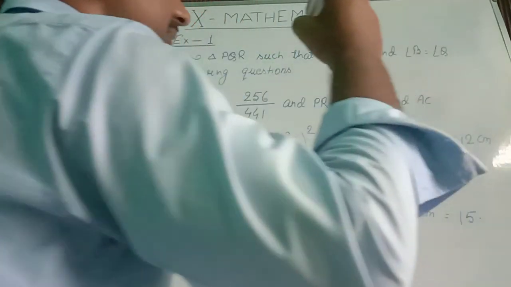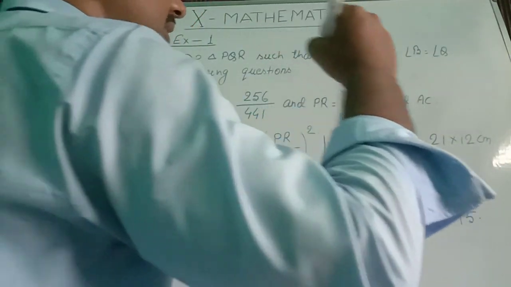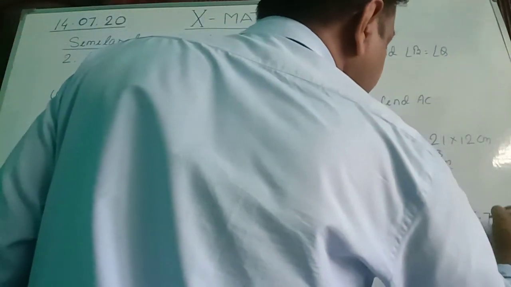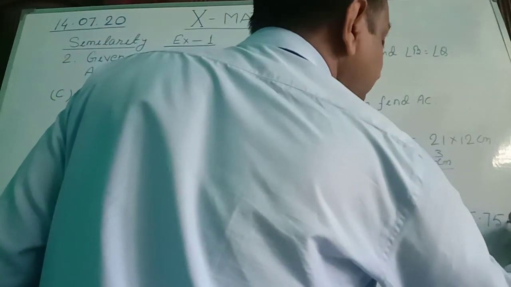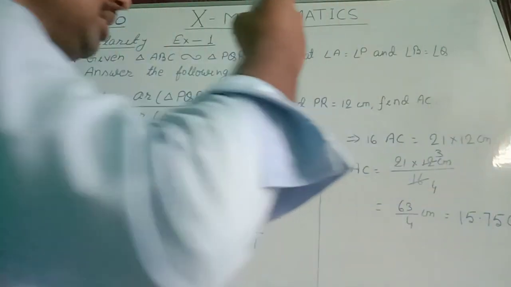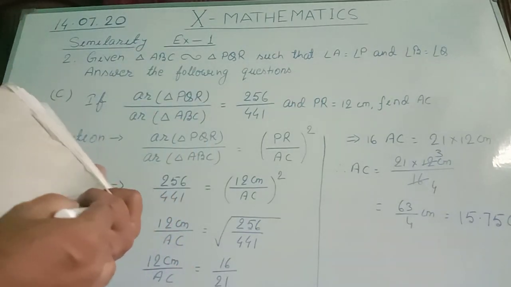If you find in decimal, 4 sevens are 28, 4 fives are 20. 15.75 centimeter is the length of AC. That is the answer.